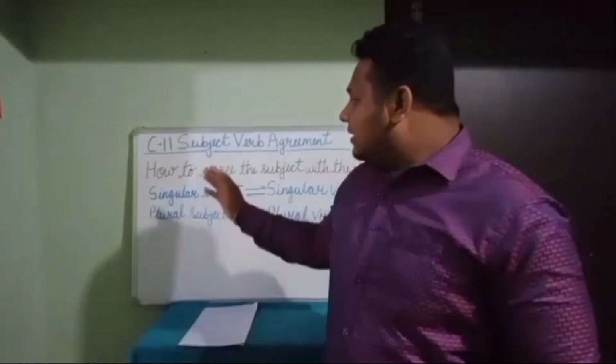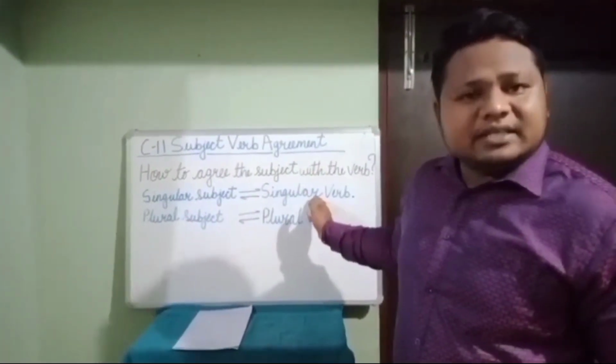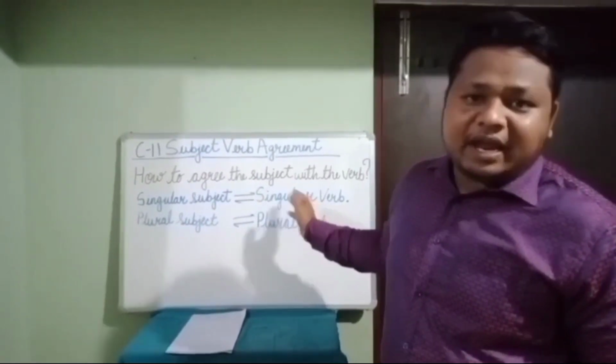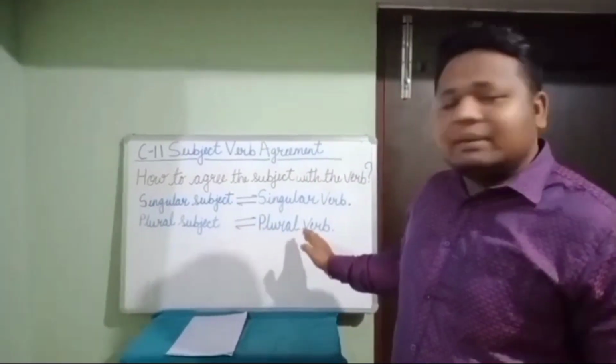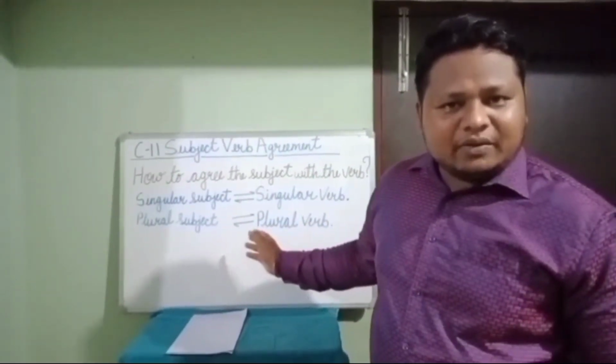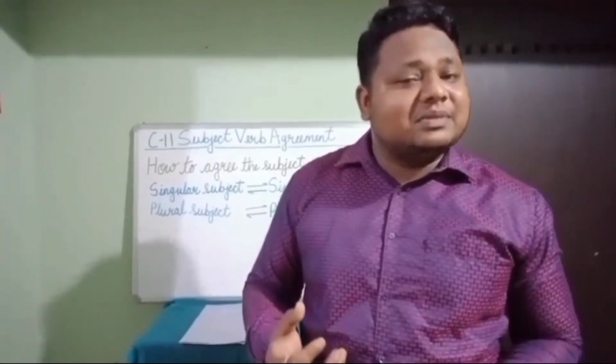While making a sentence, when the subject is singular, then we have to use the singular form of verb. And when the subject is plural, we have to use the plural form of verb. Now let us clarify this statement with the help of some examples.